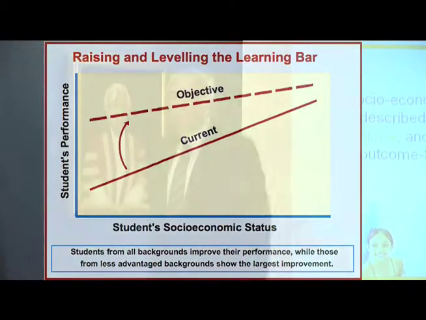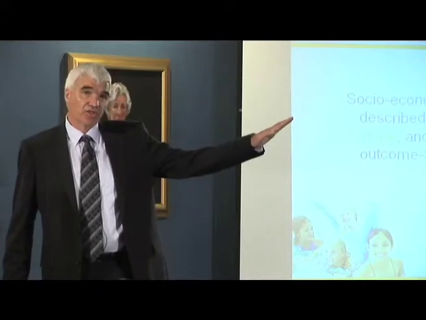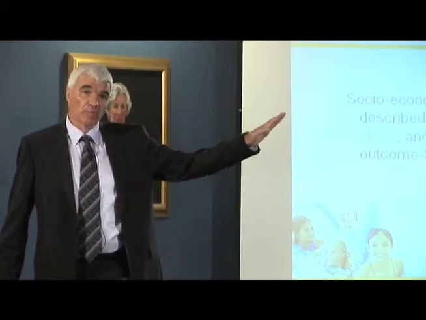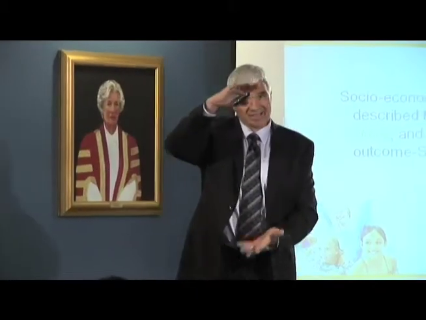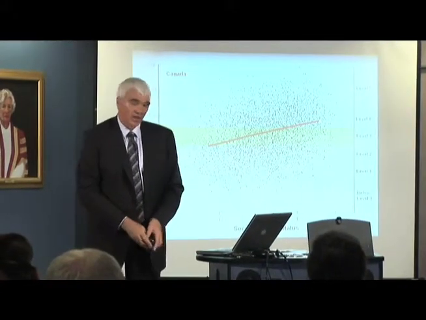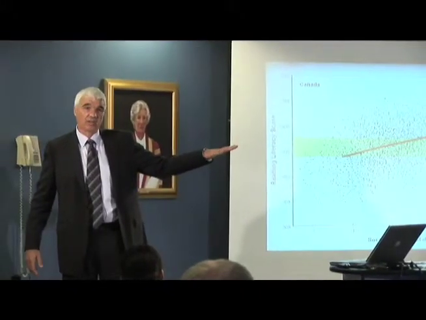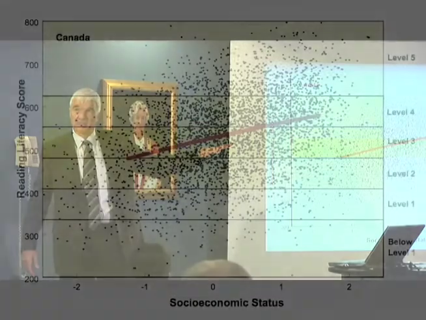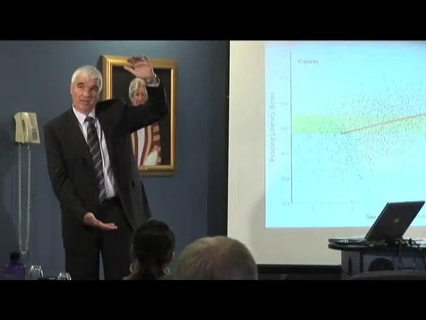So socioeconomic gradients then can be described by their level, how high they are, their slope, whether they're a steep slope or a gradual slope, and also the strength of that relationship, the extent to which there are kids above and below the line. If I go back to this graph for a second, the Canadian gradient is relatively flat compared with most other countries. In other words, we do a good job of achieving equity between kids from rich and poor families. However, we've got a lot of variation above and below the line. That has to do with the strength of the gradient.